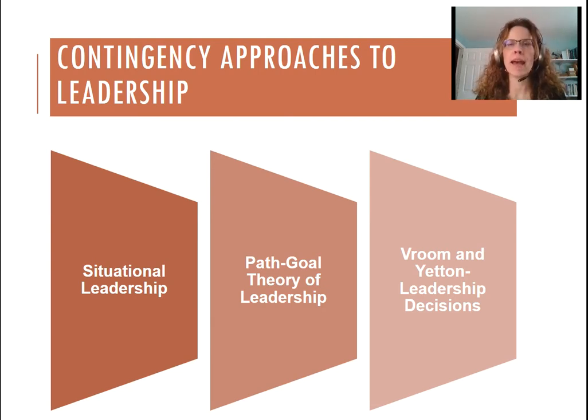They could have to do with the followers, they could have to do with the situation. But basically, there are factors other than who the leader is or what the leader does that determines whether the person is effective or not in their leadership role, and even again, whether they're a leader versus a follower. So the question is, what are those factors and how do they work?